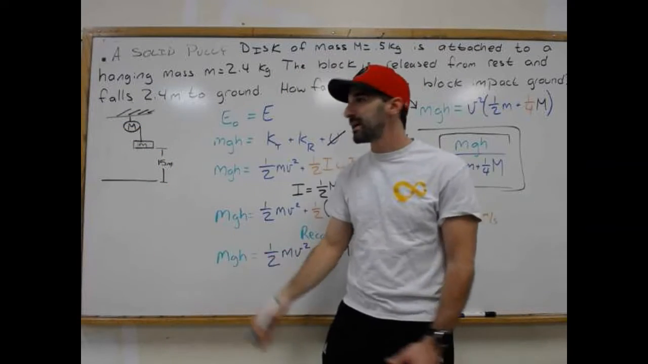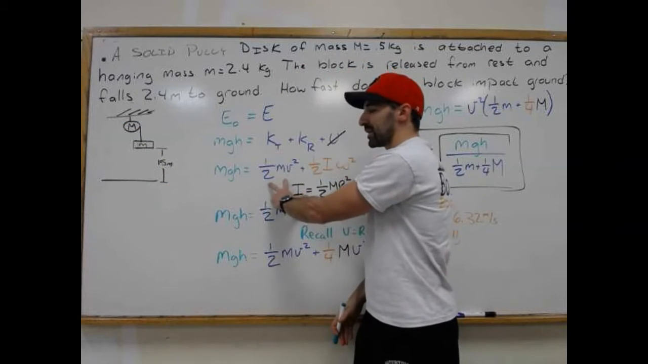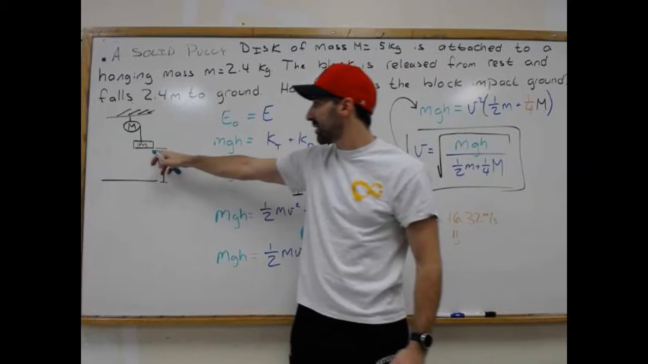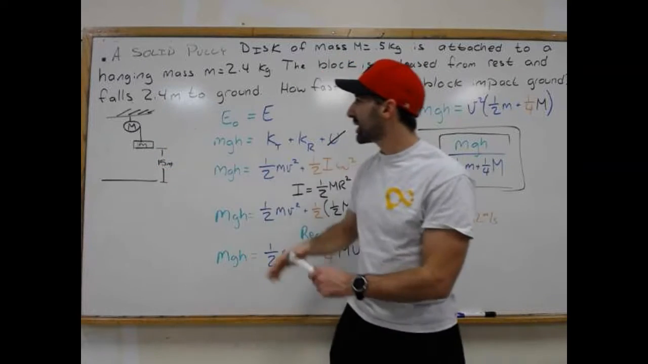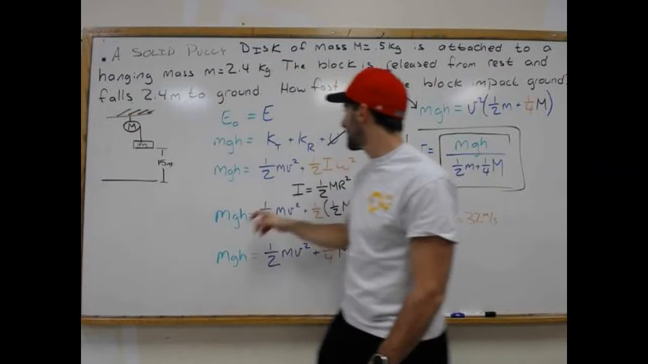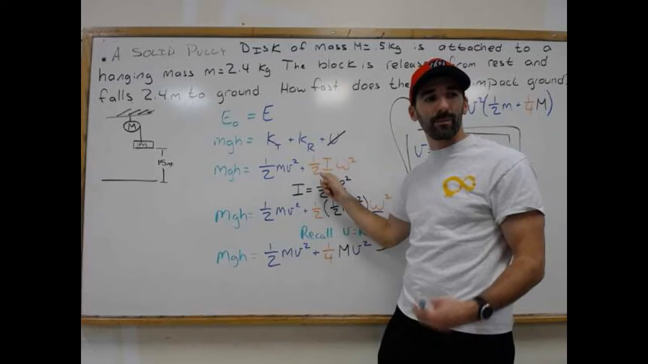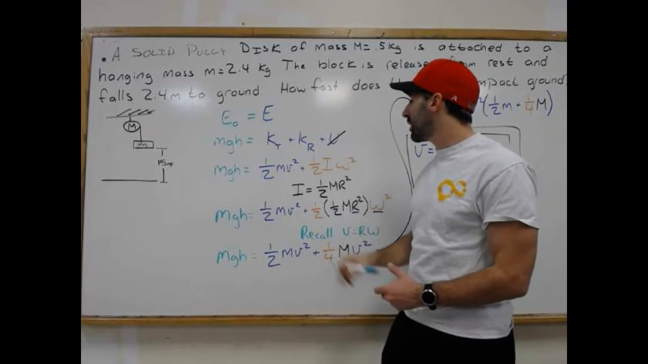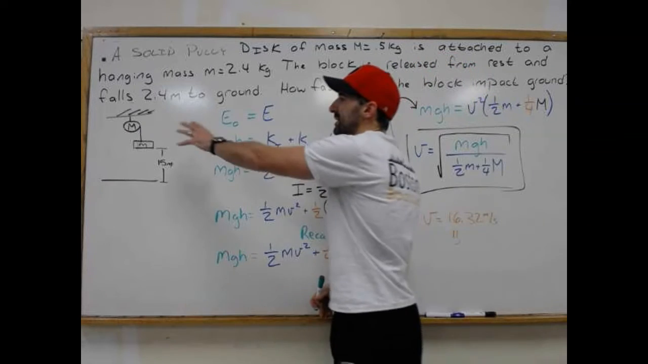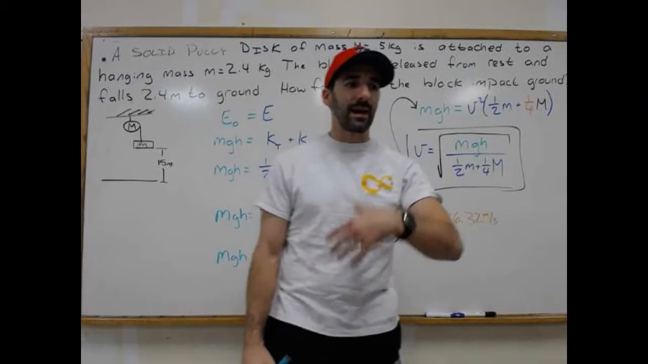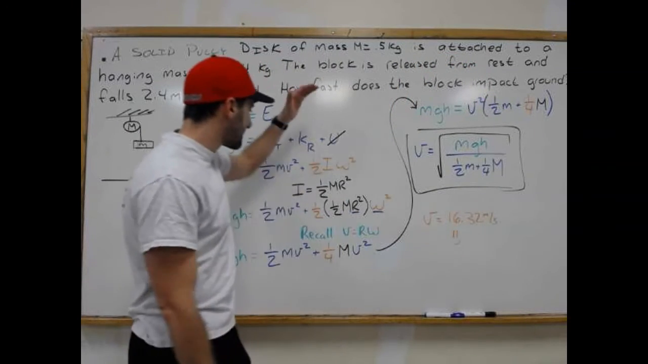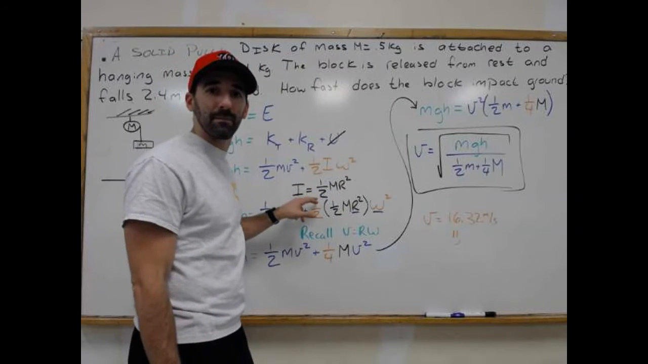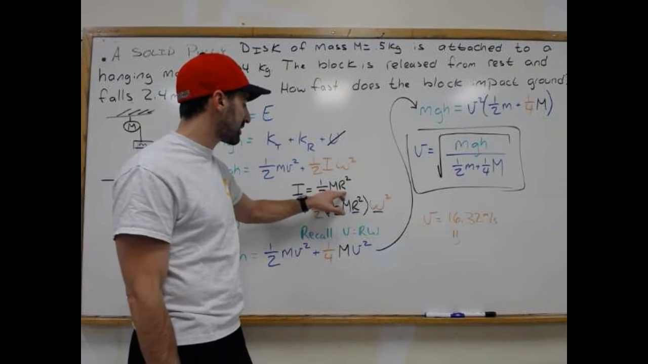Now I have to do that. So I have my translational kinetic energy, 1/2 mv squared, of this guy falling down, as well as the energy of this disk rotating, which is 1/2 I omega squared. Remember, I is our moment of inertia. This is a solid disk, so I can look that up in my table of information. A solid disk has a moment of inertia I equal to 1/2 mr squared.